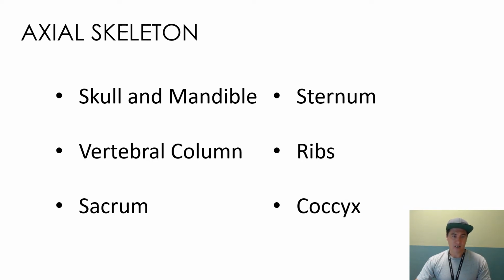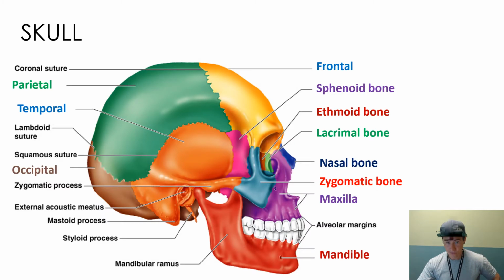So the axial skeleton is the skeleton that makes up the longitudinal axis of the skeleton. That includes the skull, the mandible, which is the jaw, the sternum, the vertebral column, your ribs, your sacrum, and your coccyx. So the full longitudinal axis of the body. But it does not include the bones that attach your limbs to the axial skeleton. So it doesn't include your clavicle, your scapula, or the pelvis.